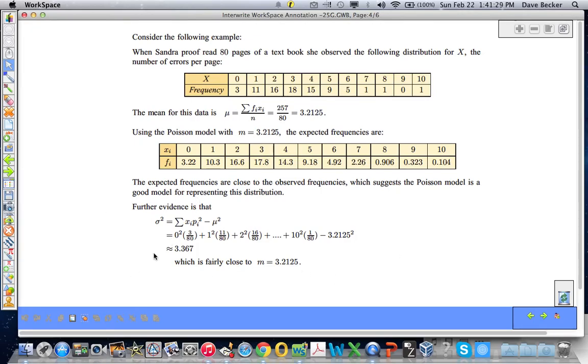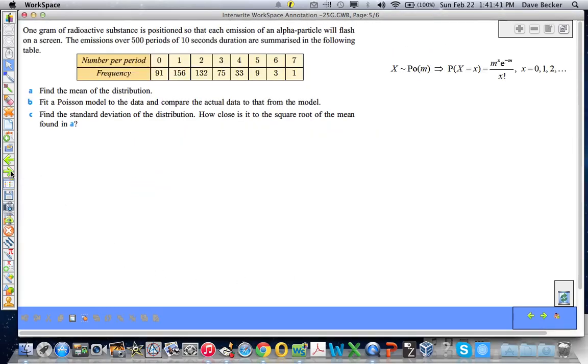Also, we get the variance for this approximately equal to 3.367, which is close to m of 3.2125. So let's do one example here, and then I will leave you alone.